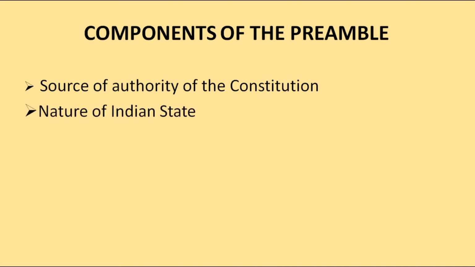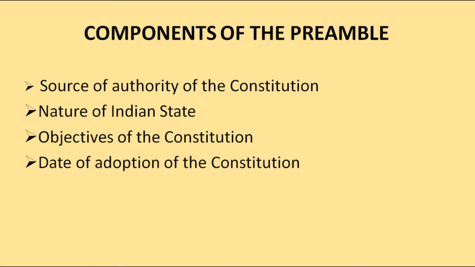Then, the nature of the Indian state. The preamble clearly mentions that India is a sovereign, socialist, secular, democratic and a republican state. Then, objectives of the Constitution. Our objective of the Constitution is to secure justice, liberty, equality and fraternity. Then at last, the date of adoption of the Constitution, which is 26th November 1949.